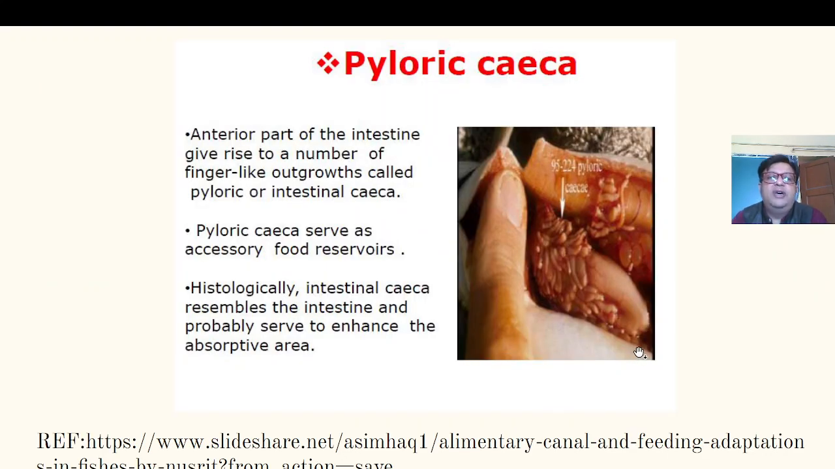Now look at the pyloric ceca. Next one. The anterior part of the intestine gives rise to a number of finger-like outgrowths called pyloric or intestinal ceca. Pyloric ceca serve as accessory food reservoirs. Histologically, intestinal ceca resemble the intestine and probably serve to enhance the absorptive area.